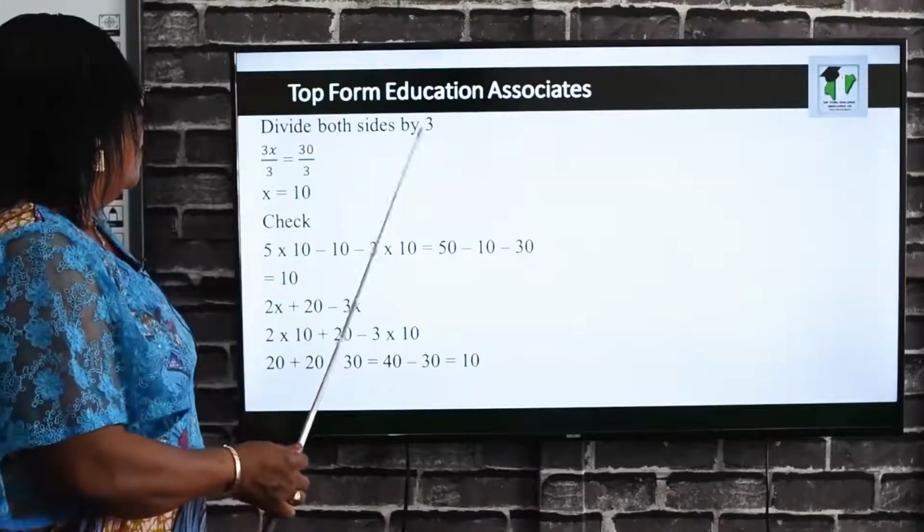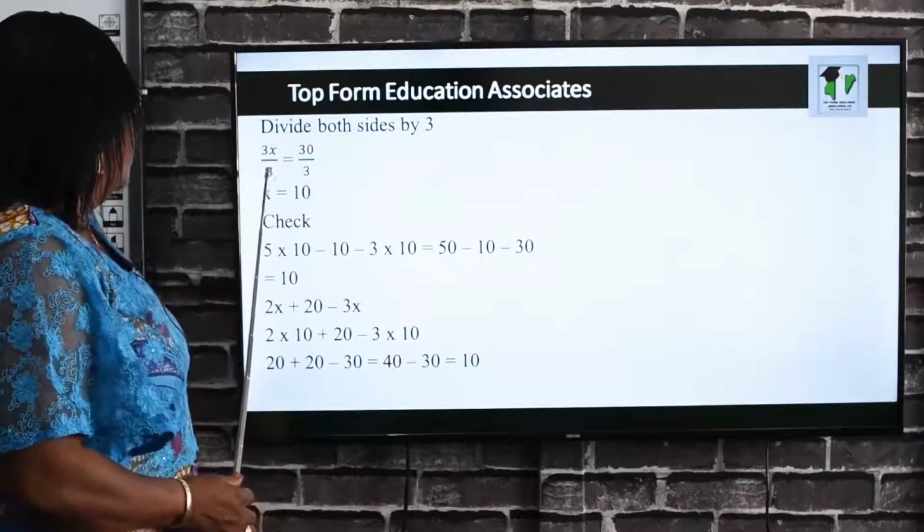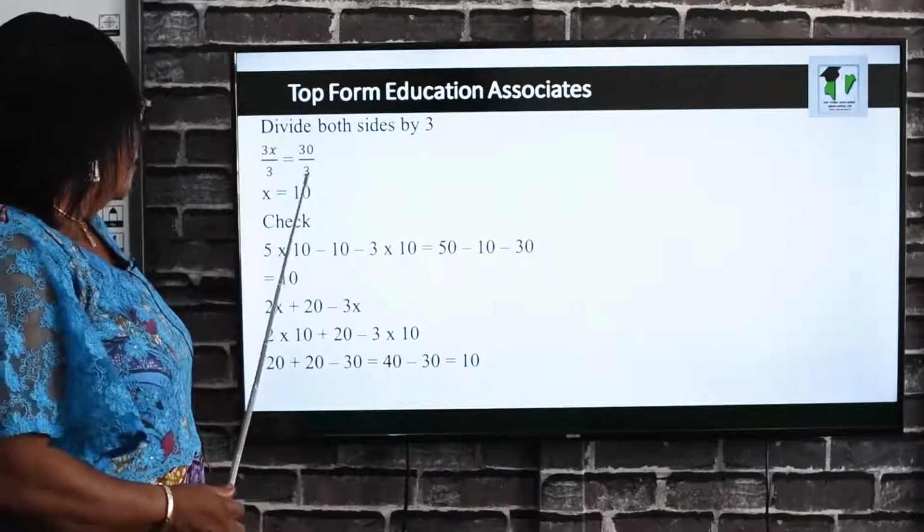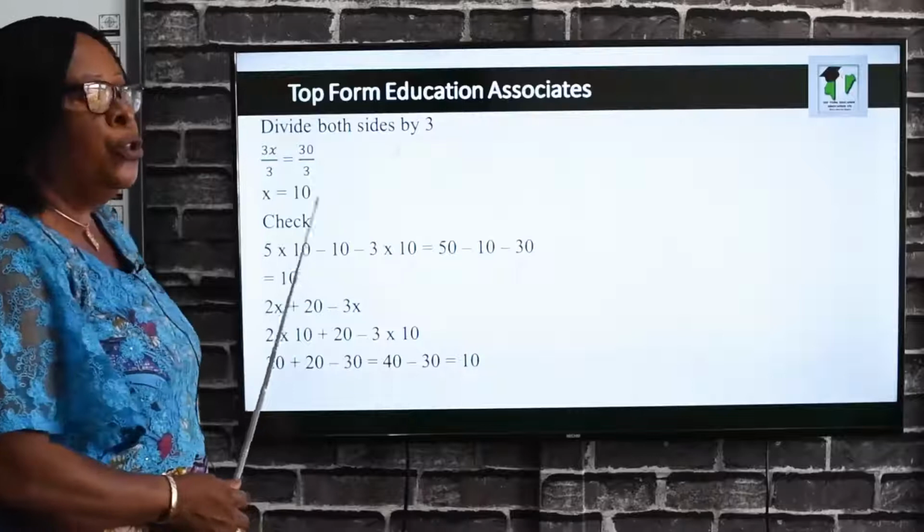Divide both sides by 3. We have 3x over 3 equals to 30 over 3. When you divide, you have x is equal to 10.